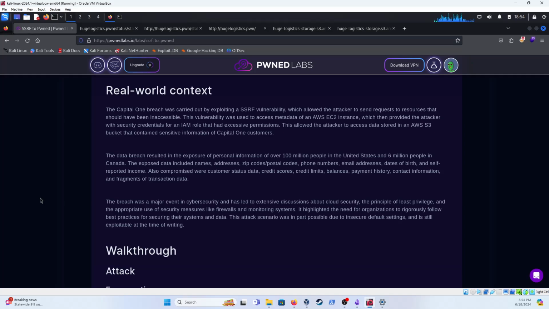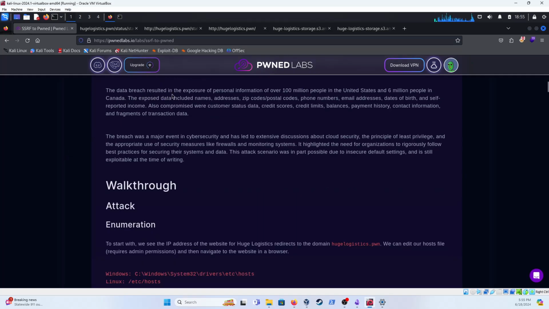So the Capital One breach was carried out by exploiting an SSRF vulnerability, which allowed the attacker to send requests to resources that should have been inaccessible, right? Kind of classic misconfiguration. This vulnerability was used to access metadata of the AWS EC2 instance, which then provided the attacker with security credentials for an IAM role that had excessive permissions. This allowed the attacker to access data stored in an AWS S3 bucket that contained sensitive information of Capital One customers.